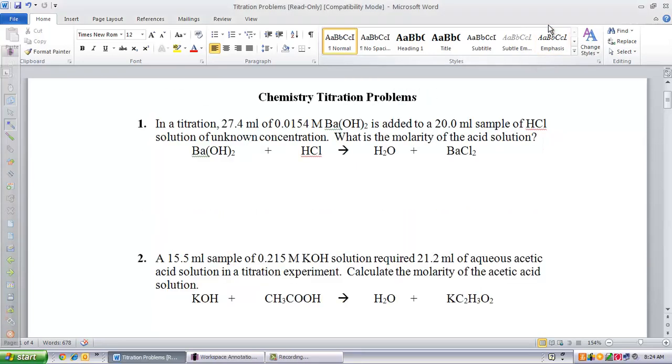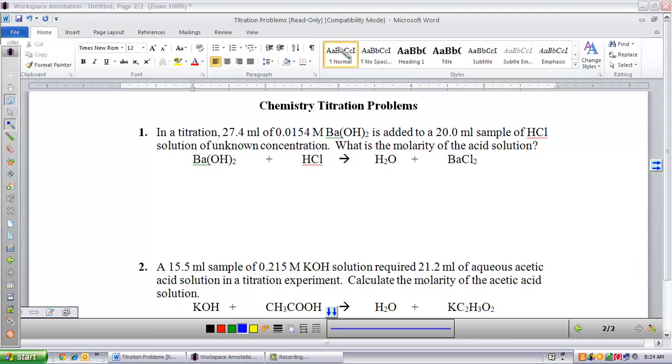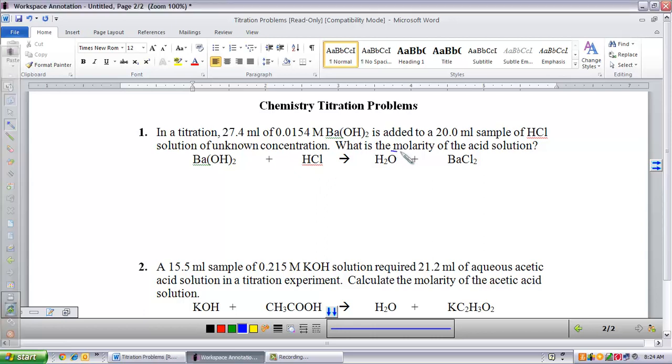Okay, today we're going to be talking about how to solve chemistry titration problems. And these are very similar to any other dimensional analysis problems or stoichiometry problems. You start with the information given in the problem, and then you work your way to what you want, what the goal is here. And here the goal is the molarity of the solution.